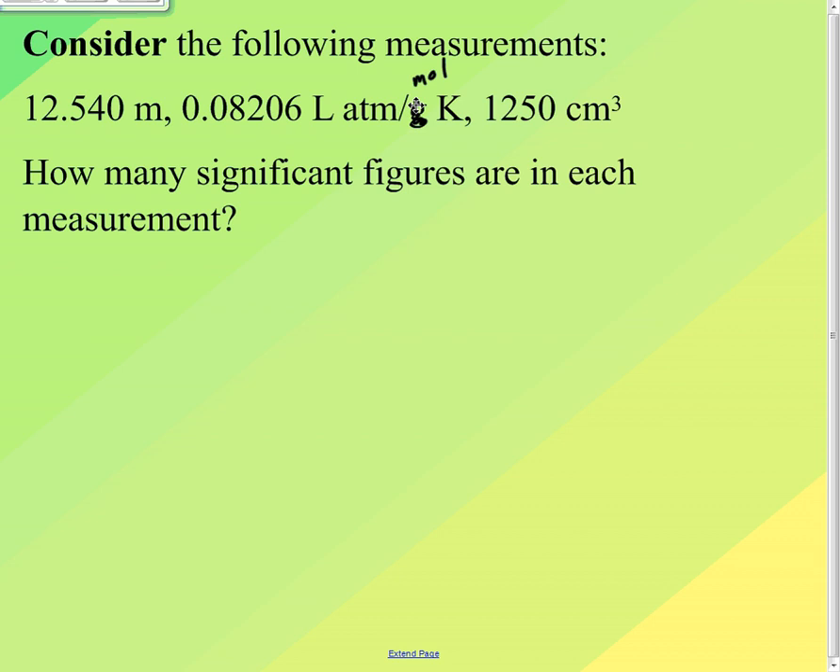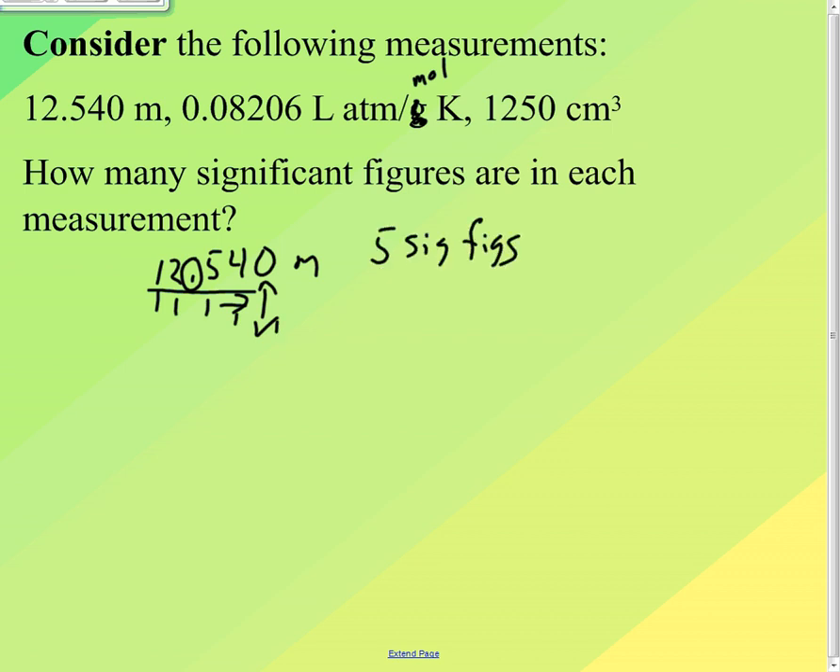Okay, you ready to give this a shot? Here we go. We have 12.540 meters, right? First thing we know is what? All non-zeros are significant. What can we say about this 0? Well, I have a decimal, and my 0 is to the right of my last non-zero. That means that 0 is what? It is significant. So that means I have 1, 2, 3, 4, 5. I have 5 sig figs.